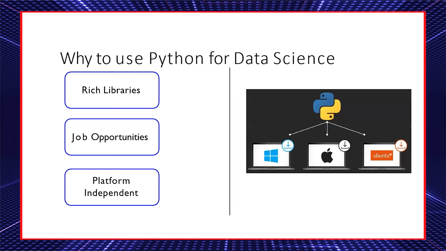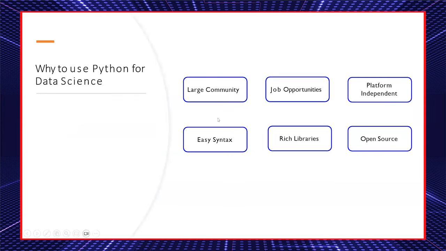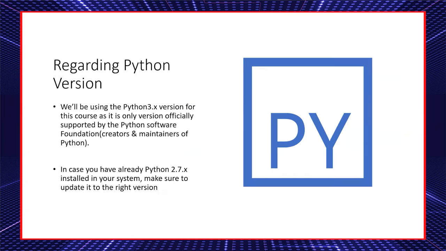Platform independent. Python can be used in Windows, in Mac, in Ubuntu. Ubuntu means Linux or Unix. For example, you wrote a Python code in Windows, the Windows operating system. The same code can be executed in Mac also. The same code can be executed in Linux or Unix also. Clear? Are you clear, Gangadhar? Giridhar? Are you clear, Ramakrishna? Are you clear, guys? Okay. Yes. Now, as we said, a large community, job opportunities are very high, platform independent, easy syntax, rich libraries, and open source.